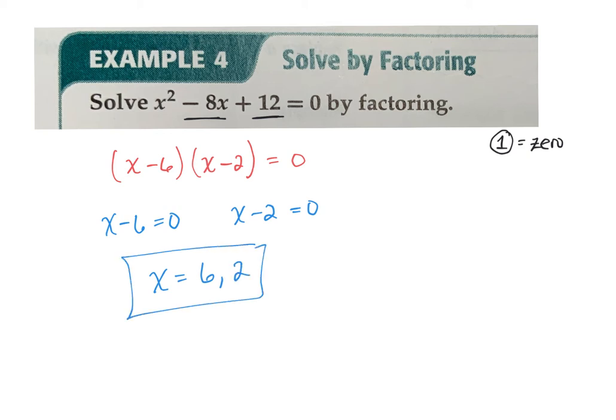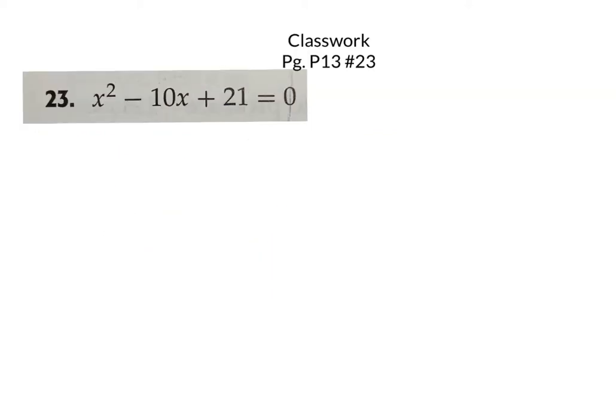You can check this. You can plug in a 6. You can plug in a 2. It should make a true statement. You should get 0. Factors of 21 that add up to give you 10. What are they? 7 and 3. Yep, x minus 7, x minus 3. When you set those equal to 0, you should get x equals 7 or 3.